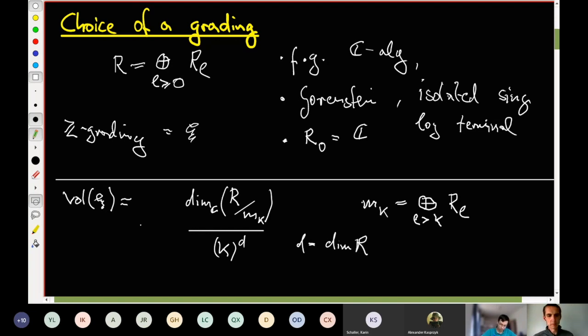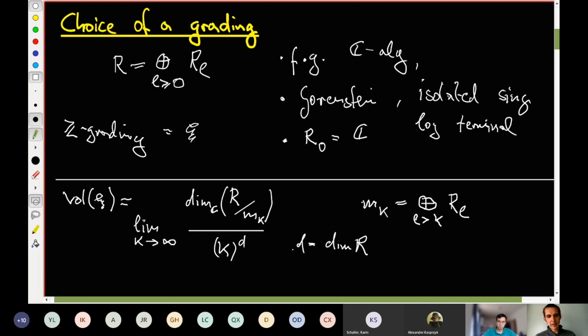And yeah, so I'm interested in the asymptotic behavior. So this means I'm looking for the limit as k tends to infinity here. Okay, so this is my definition of a volume for a Z grading. Are there any questions at this point? So I'm assuming not.